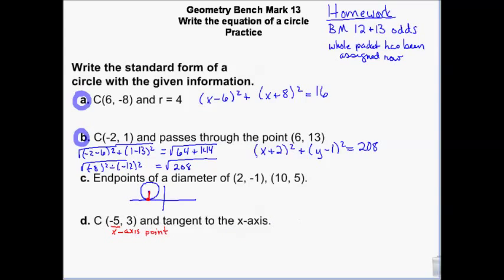So this other point right here is going to be negative 5, 0. And this point right here is negative 5, 3. And we can use that to find the radius. The length of the radius is between 0 and 3, so it's just 3. So far okay? So I know now that r is 3, and I know the center, so I can just plug those in. X minus negative 5, y minus 3, 3 squared is 9.